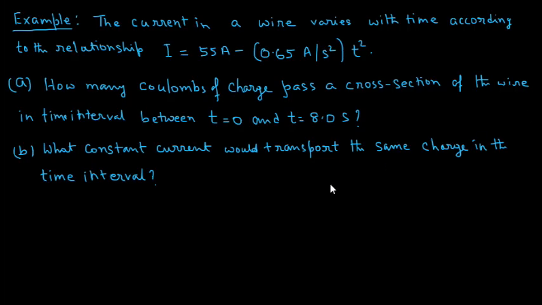So our next example is: the current in a wire varies with time according to the relationship I is equal to 55 A minus 0.65 A per second square t square. A, how many coulombs of charge pass a cross section of the wire in the time interval between t is equal to 0 and t is equal to 8 seconds? B, what constant current would transport the same charge in the same time interval? So let us see the solution.